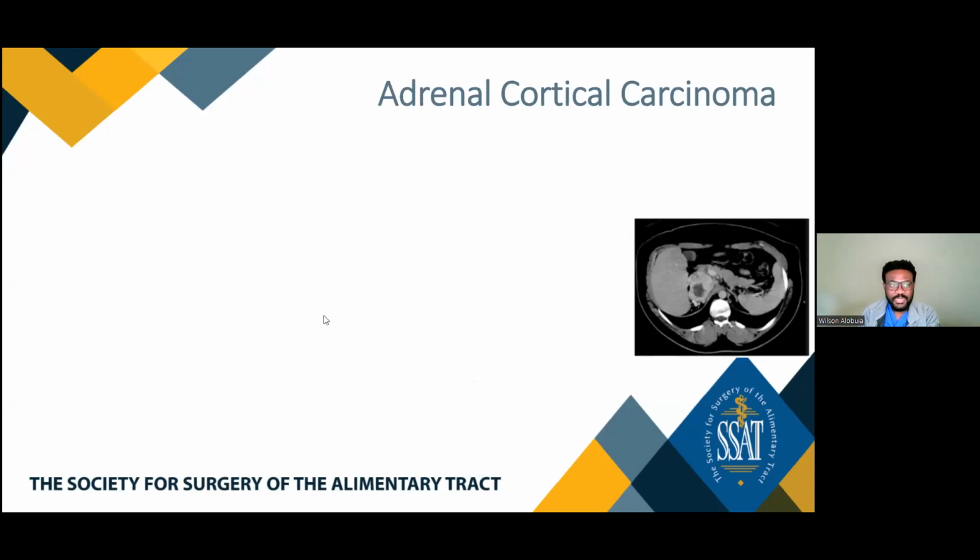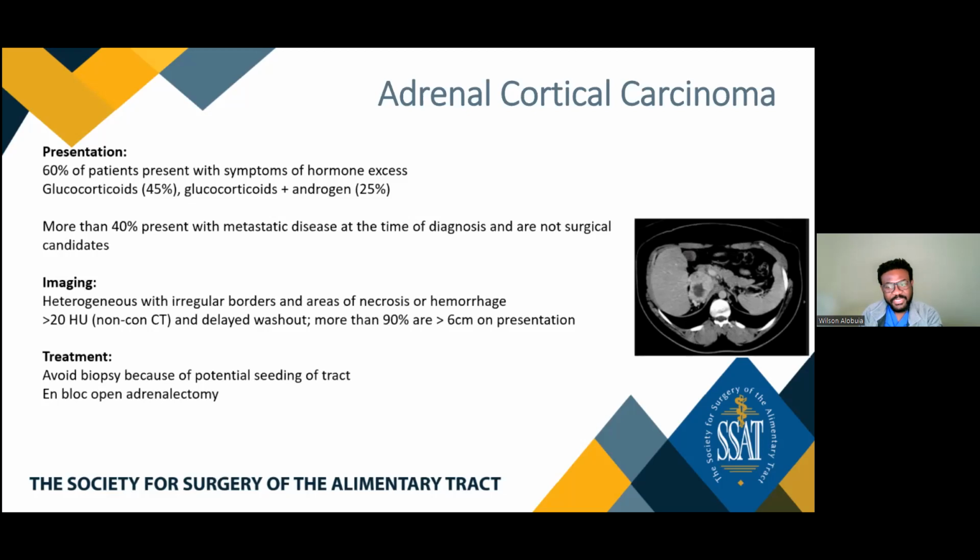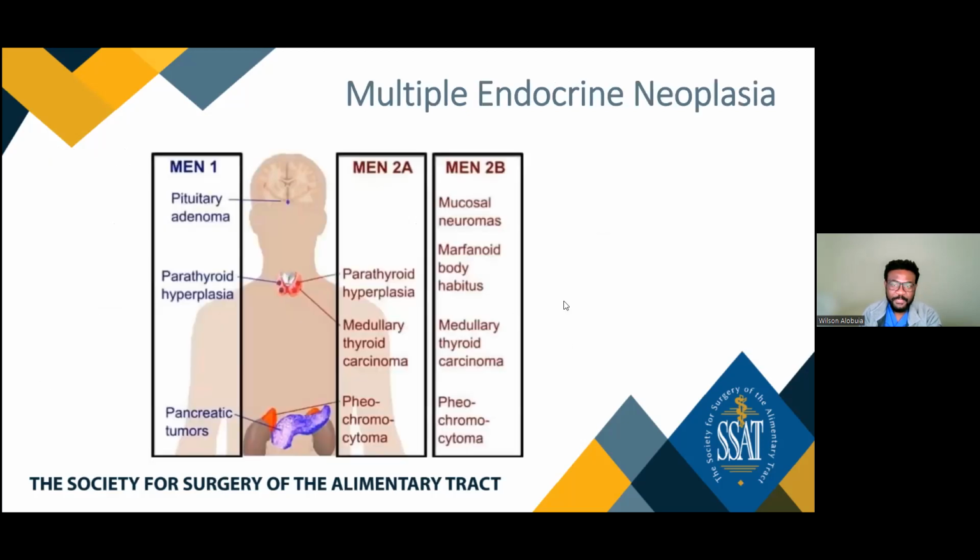Adrenal cortical cancer: about 40% of patients would present with metastatic disease and so are not surgical candidates, so a pretty morbid diagnosis. Here, these tumors tend to have irregular borders and can have some necrosis or hemorrhage, like you can see in this tumor here. And the treatment here is to avoid biopsy in these tumors because they can seed the tract that you're biopsying through. And if you have to treat it surgically, you're looking at an open adrenalectomy. And if a patient has metastatic disease, this is actually a question on the ABSITE. Mitotane is the answer for metastatic disease that you cannot treat surgically.